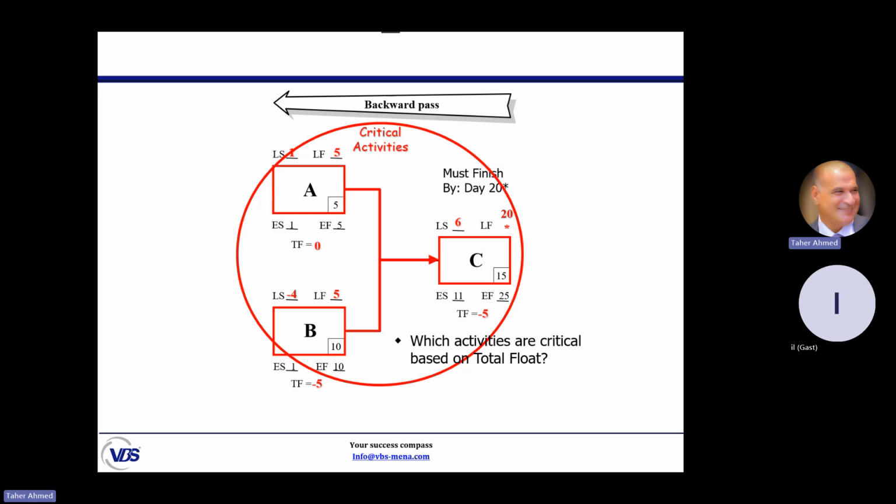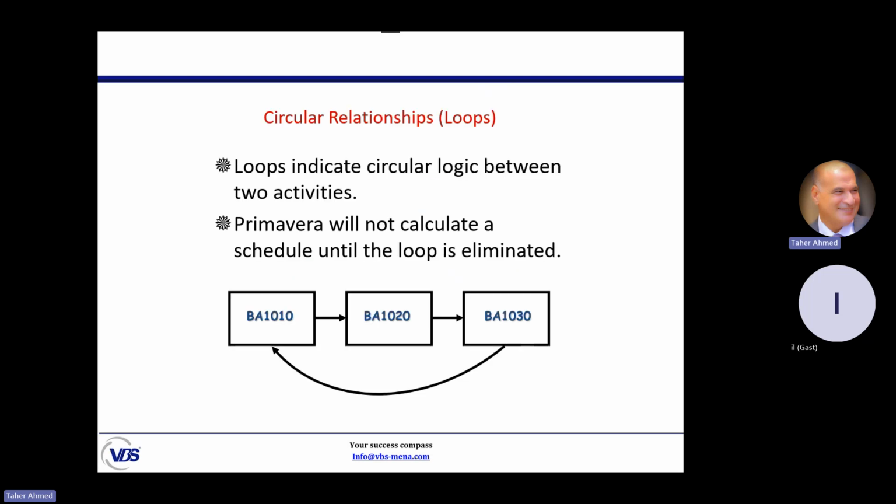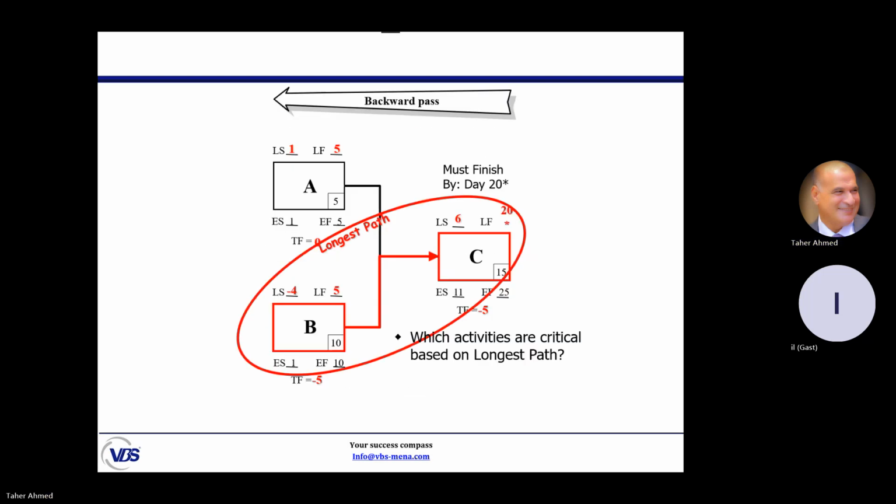But the question is, is A critical like B and C? The same criticality? Of course not. A, in spite of having a total float of 0, still the longest path is B and C. B and C is the longest path in the schedule. This is the way Primavera calculates the schedule. Let's turn to Primavera.